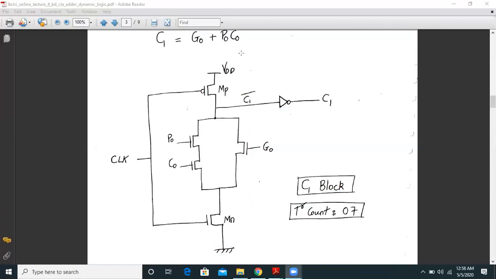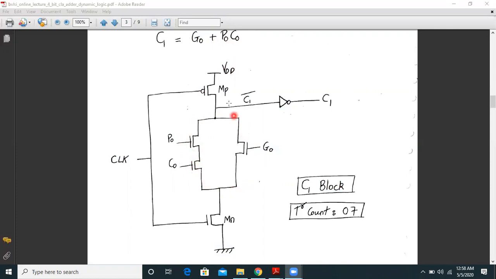Yeah. So now it is clear. So I have to implement first the pull down network. First I will implement the NMOS transistors in series with the inputs P0 and C0, and this combination is in parallel with the NMOS transistor with input G0. So this is my pull down network.